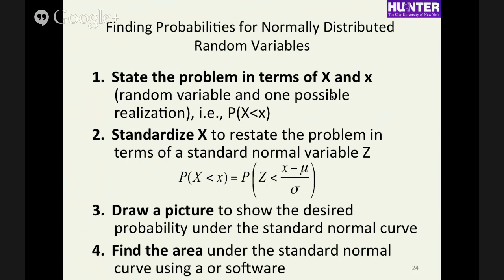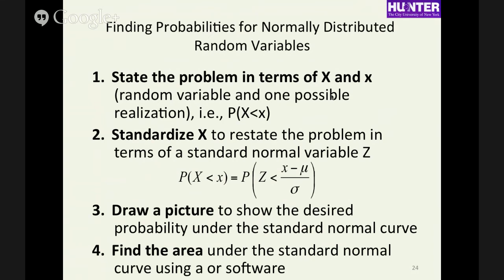So here are some steps for you to go through anytime you have a question like this: stating your problem in terms of the random variable and the realization, doing that standardization step to state the problem in terms of z. Drawing a picture is a really useful thing to do to make sure that you're using the table correctly and not getting confused by the question. As soon as you can draw it on a standard normal curve, then you'll be able to write out what the probabilities are that you need and do your arithmetic.